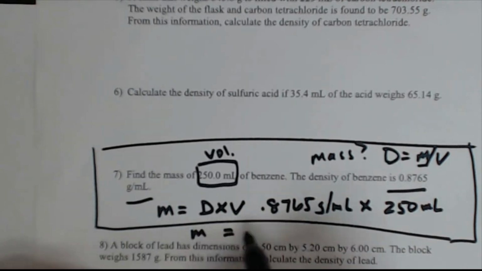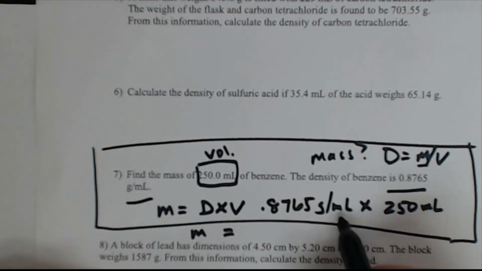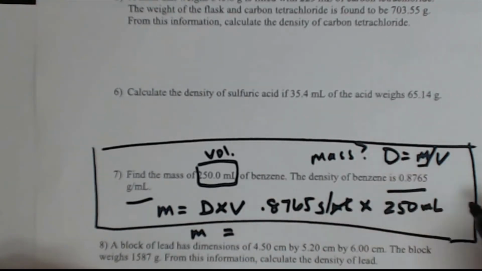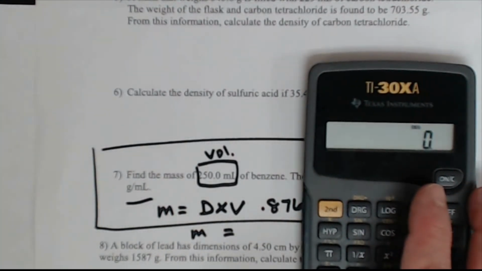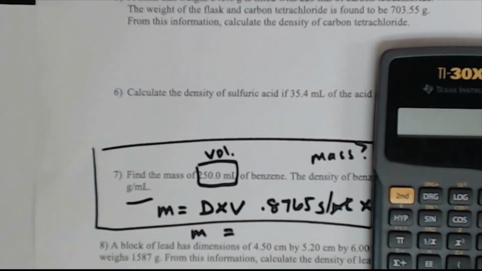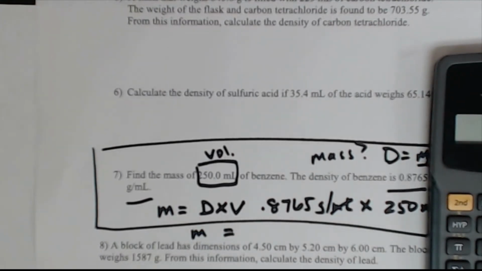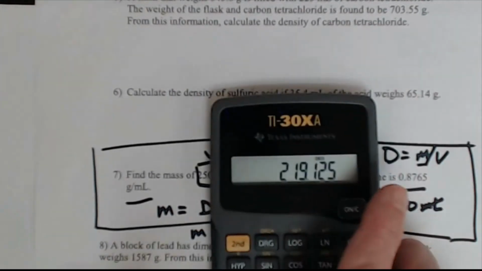So my mass is going to equal, now remember something, ladies and gentlemen, if we're doing algebra, our milliliters are going to cancel each other out, and the only unit that's going to be left is grams. Now let's go ahead and crunch the numbers on that. We've got 0.8765 times 250 equals, and so now I have this answer, you guys.